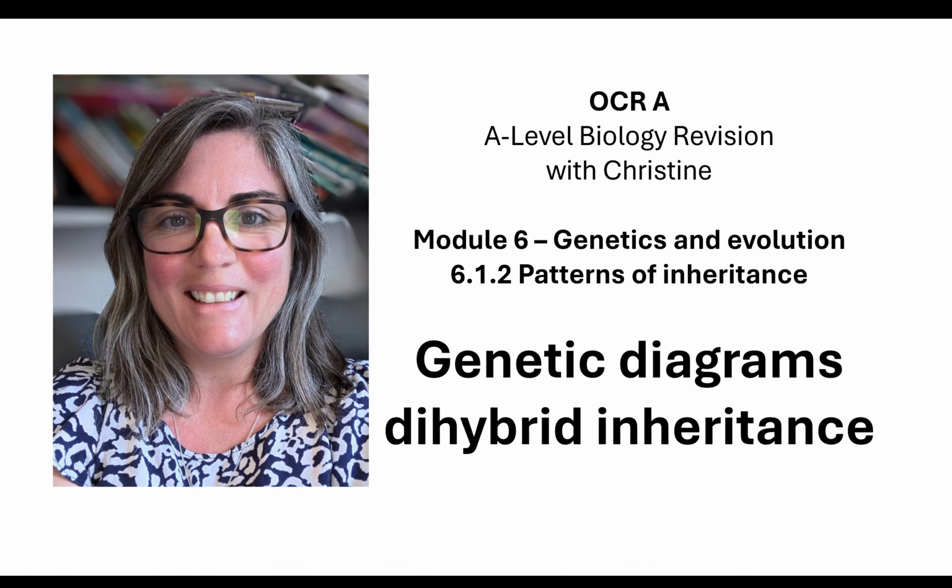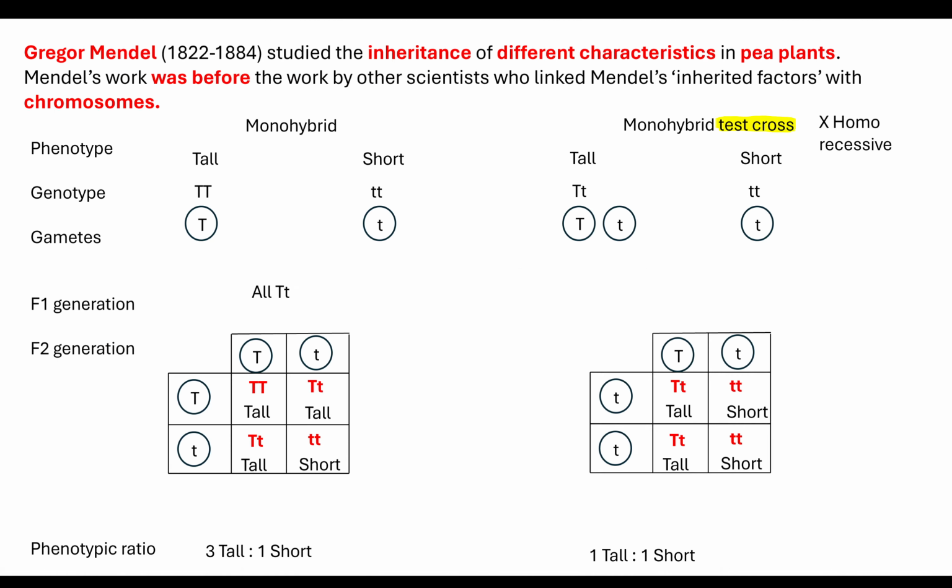So today's lesson I want to look at genetic diagrams and specifically dihybrid inheritance. Let's just remind ourselves about monohybrid inheritance. Gregor Mendel looked at pea plants and he used observable characteristics to identify that there were differences between the phenotypes. The more we've learned about chromosomes, the more we are able to now understand how these inheritable factors are passed on to the next generation.